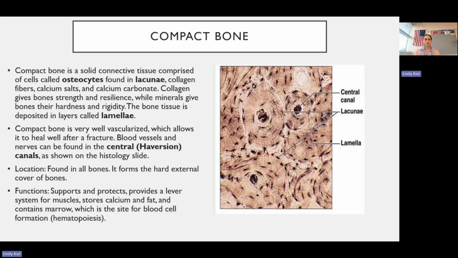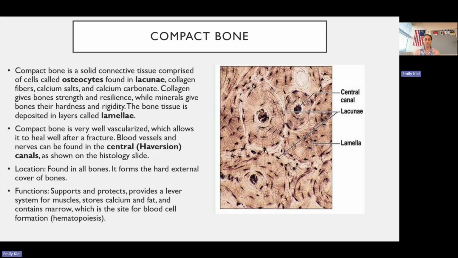The bone tissue is deposited in layers called lamellae. Each little circle here is called an osteon. That's the smallest grouping of bone cells that we have. You can see these little dark areas are your osteocytes inside their lacunae. And then you can see the circle layers, kind of like an onion. They are the lamellae, the concentric layers there. And then we have a central canal that has the arteries, the blood vessels, and the nerves. It's also known as the Haversian canal.